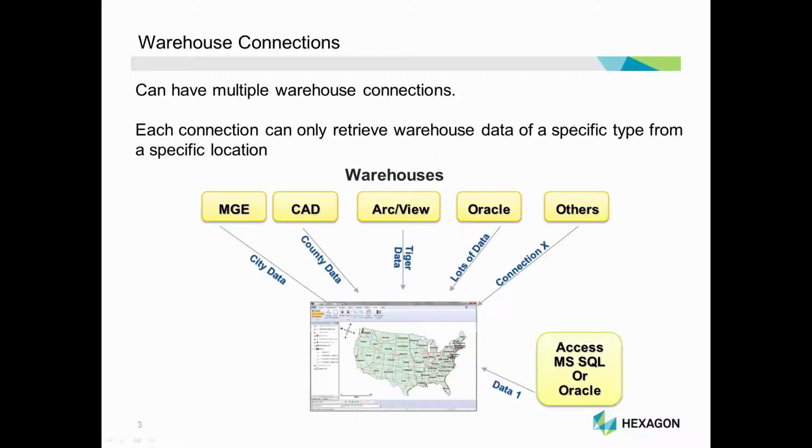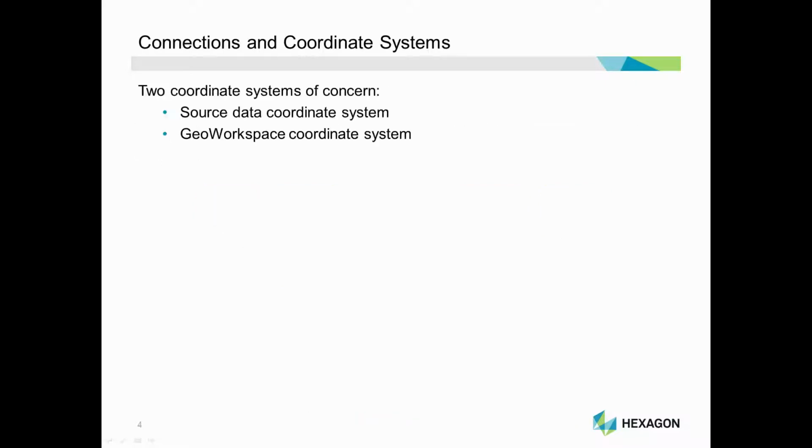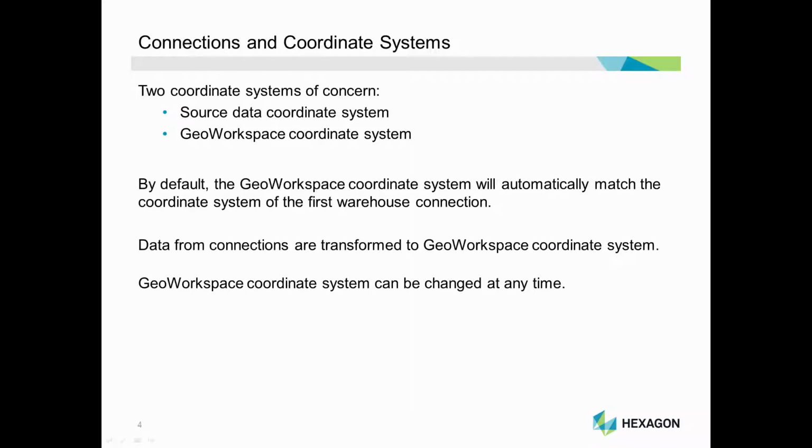When establishing a new warehouse connection, it's important to consider the coordinate systems. There are two coordinate systems to consider, the source data coordinate system and the GeoWorkspace coordinate system. By default, the GeoWorkspace coordinate system will automatically match the coordinate system of the first warehouse connection. When necessary, data from other connections will be transformed to the GeoWorkspace coordinate system. However, the GeoWorkspace coordinate system can be changed at any time.